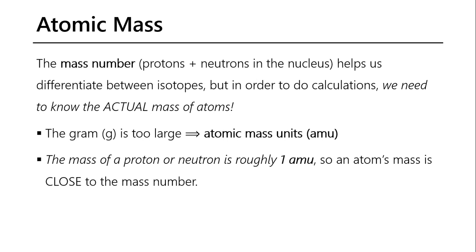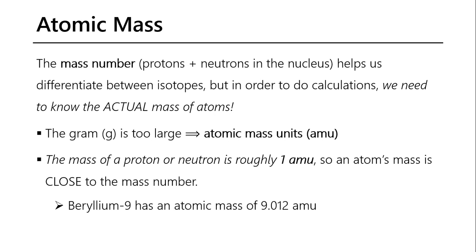The mass of a proton or a neutron is about 1 AMU, and the electron is very, very light in comparison even to that. So that doesn't factor much into the mass of an atom. So the atom's mass is about the same as the mass number. If we have 15 protons plus neutrons, and each one is about 1 atomic mass unit, the mass of that atom is going to be roughly 15 atomic mass units, 15 AMU. Not exactly, but it's going to be close. So for instance, beryllium-9 has an atomic mass of 9.012 AMU.